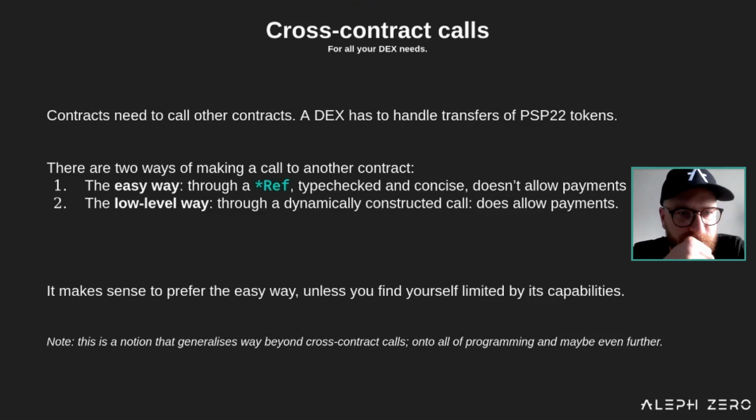Now, there are two ways of making a call to another contract. One is more straightforward and concise. The other one is more low level and, well, a bit harder, but it does allow, if you remember from the previous slide, to send some native currency alongside the call. So pretty much I would say this is the only case where you would want to use the low level way. I guess in general, the easy way, the type checked and concise way, should be preferred, unless you have a very good reason to use the more powerful but harder version. But well, ultimately it's up to you, of course.